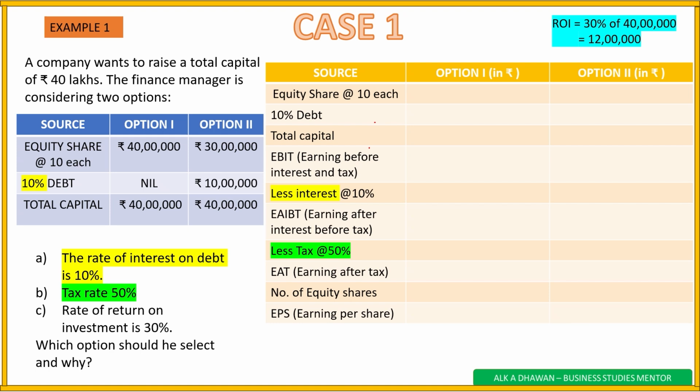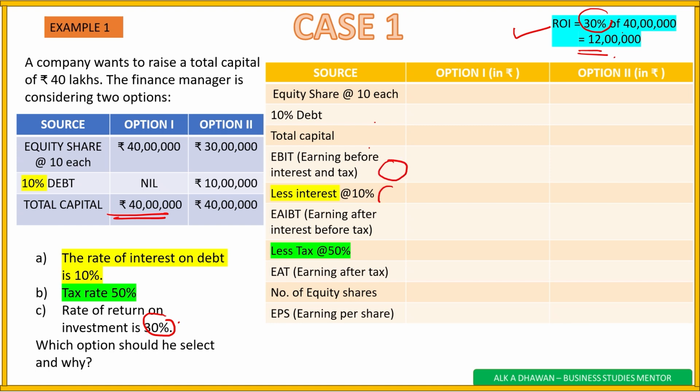Now in this case, the first thing we'll be doing is calculating the return on investment, which is 30% as given in the question. So we calculate 30% of 40 lakh, which is our total capital, and it comes out to be rupees 12 lakhs. Now, if you can recall the circle, total capital, earning before interest, this is where that circle began from.